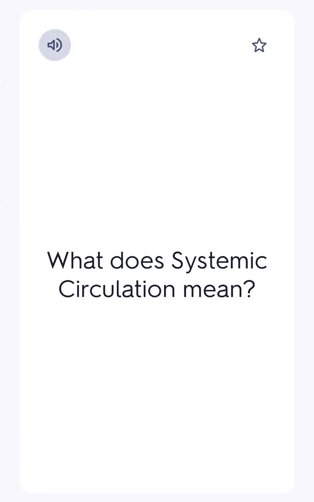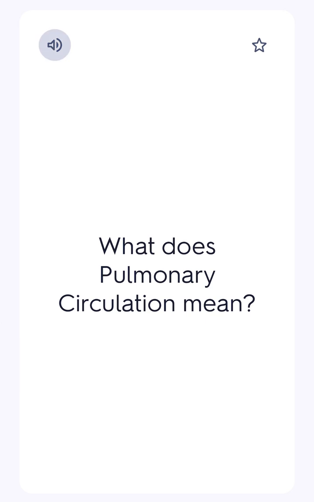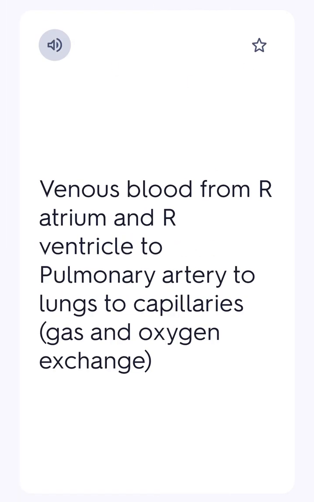What does systemic circulation mean? Blood flows from L ventricle to all body parts, and back to R atrium. What does pulmonary circulation mean? Venous blood from R atrium and R ventricle to pulmonary artery to lungs to capillaries.